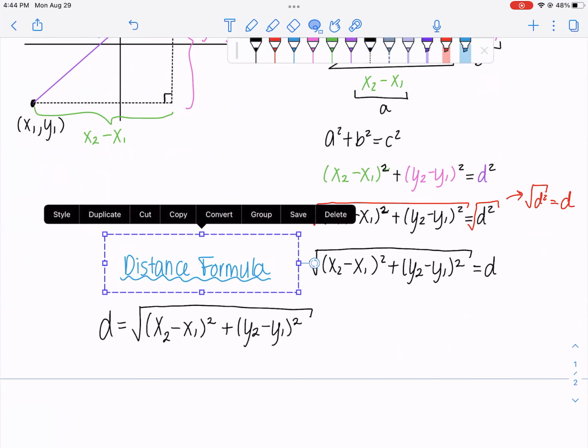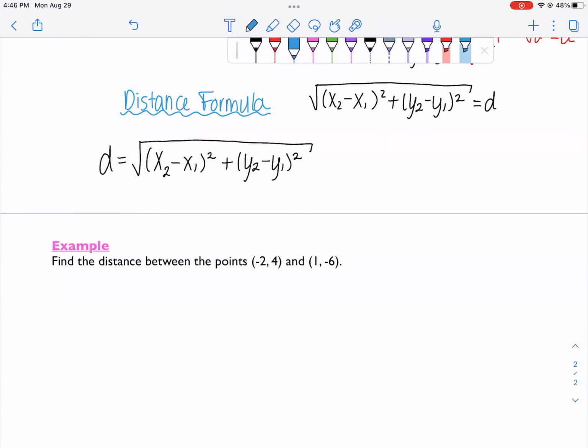Let's go ahead and use it in an example. All right. So we're going to use this distance formula to find the distance between the points -2, 4 and 1, -6. It doesn't matter which point we choose to be x1, y1, and which one we choose to be x2, y2, as long as you are consistent.